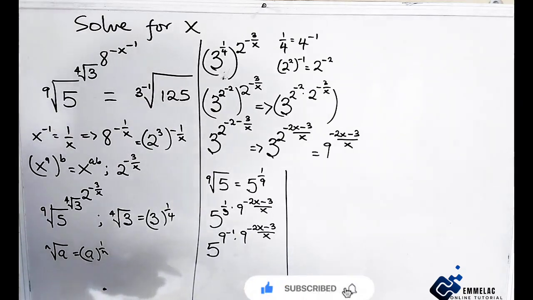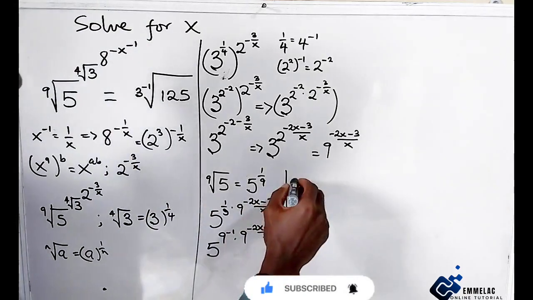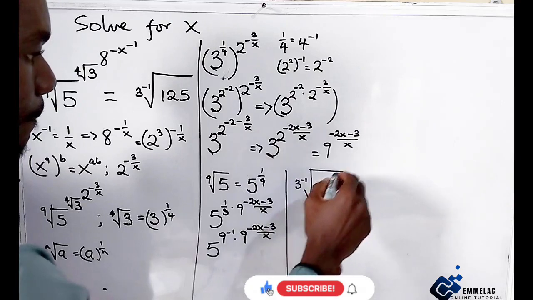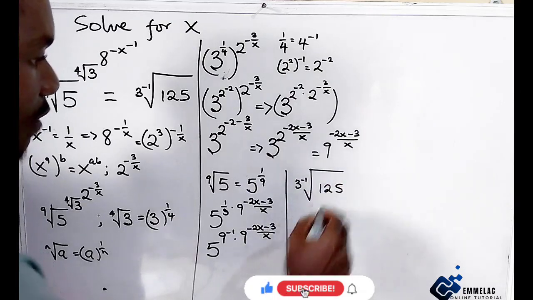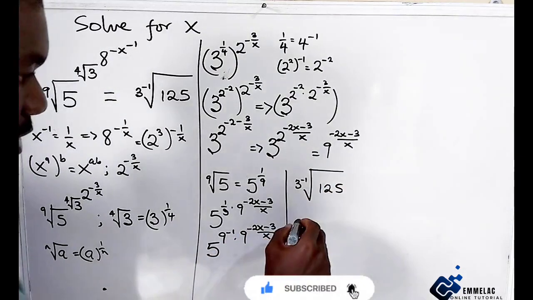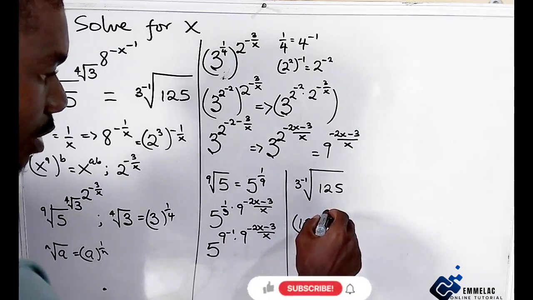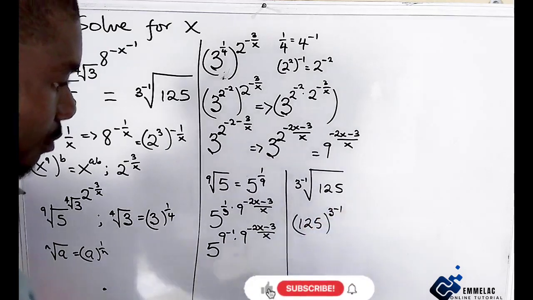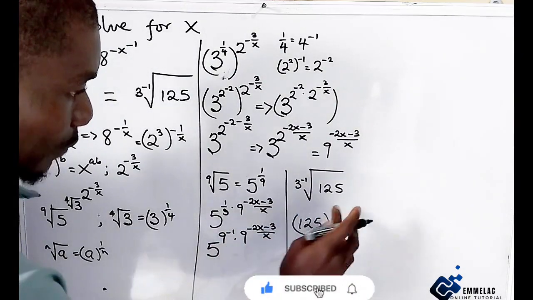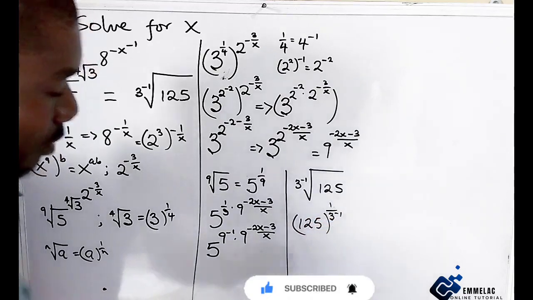Now if we resolve the right hand side this time around, here we have 3 raised to the power minus 1 root of 125. If I bring this law in, this is the same thing as 125 all raised to the power of 3 raised to the power minus 1. Sorry, this will be 1 over 3 raised to the power minus 1.